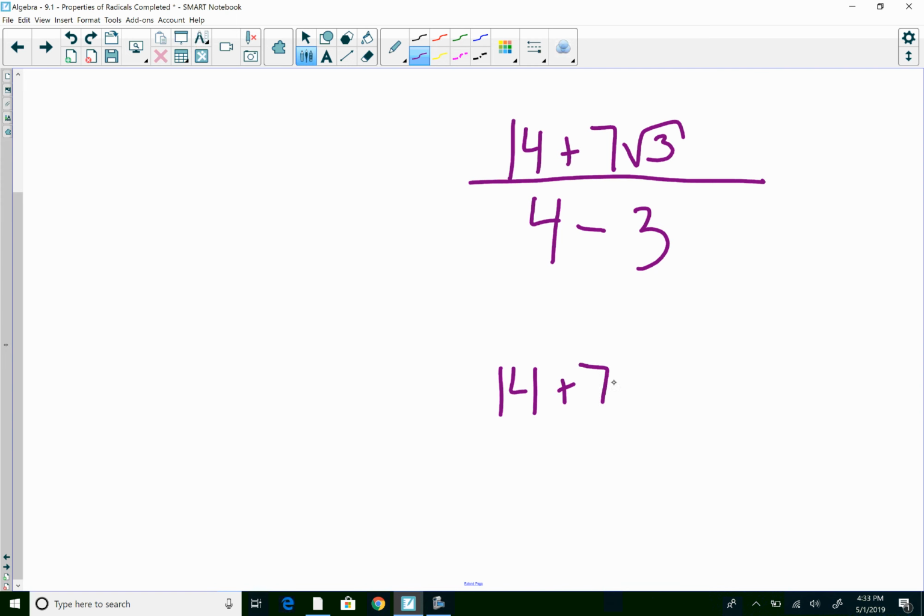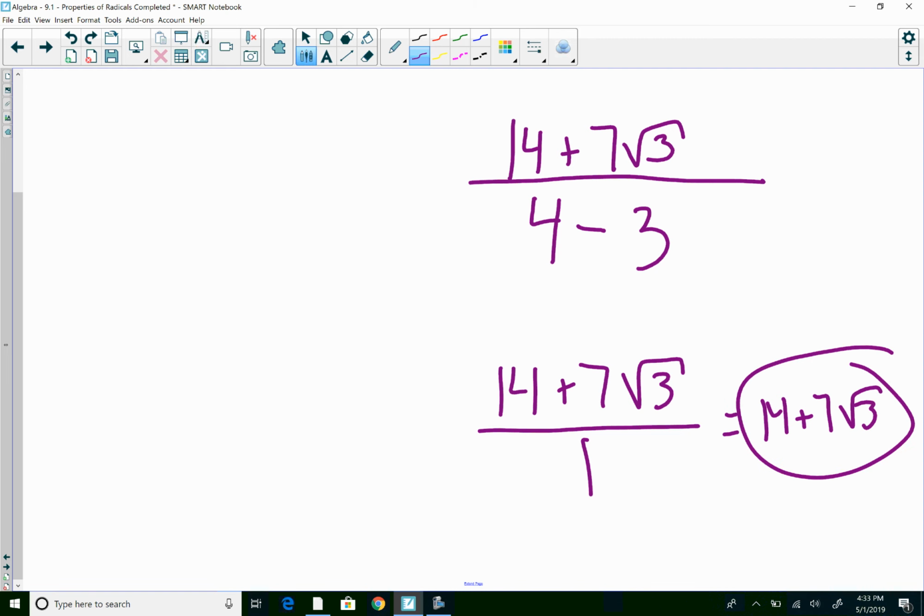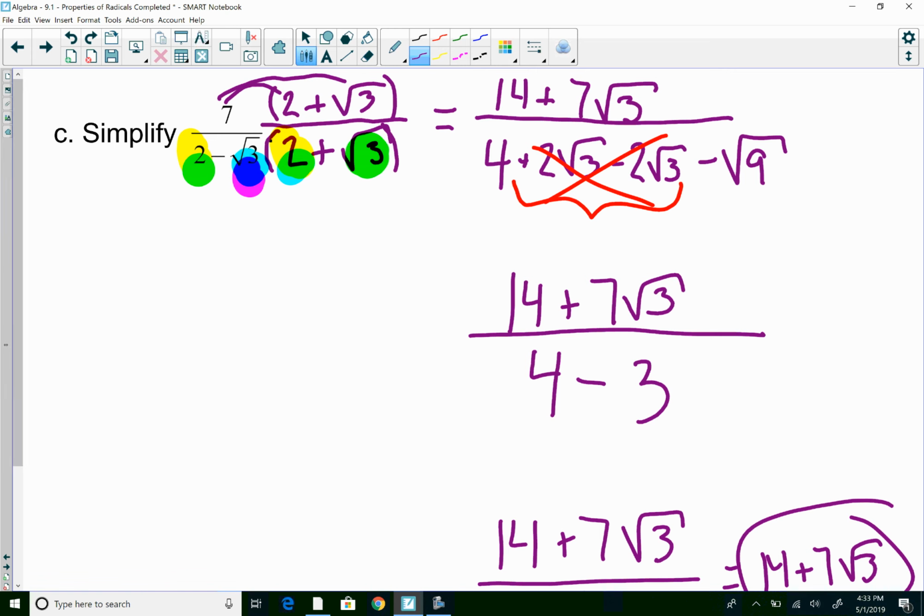14 plus 7 root 3, and then over 1, because 4 minus 3 is just 1. So even if you just wrote down 14 plus 7 root 3, that's really all you need. I don't think your book is going to make you write this over one piece. Okay, so that's the conjugate. Conjugate is just the opposite.